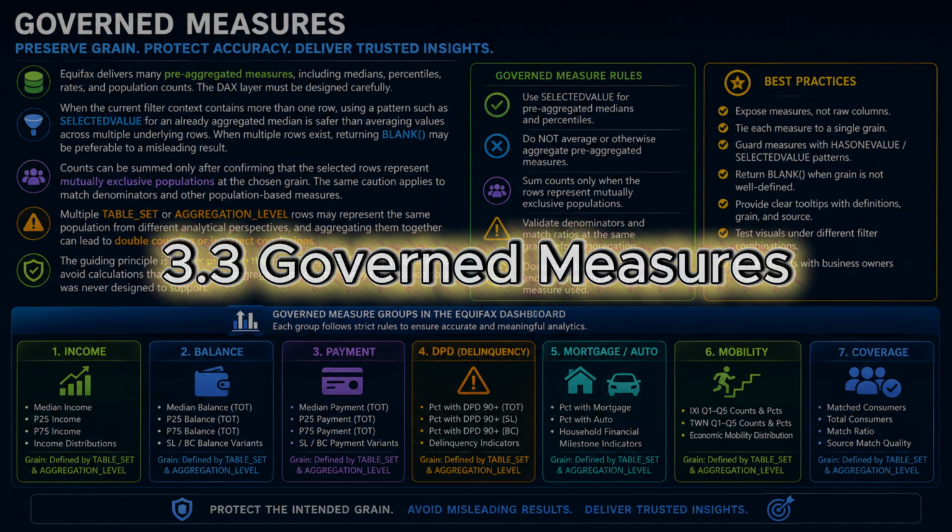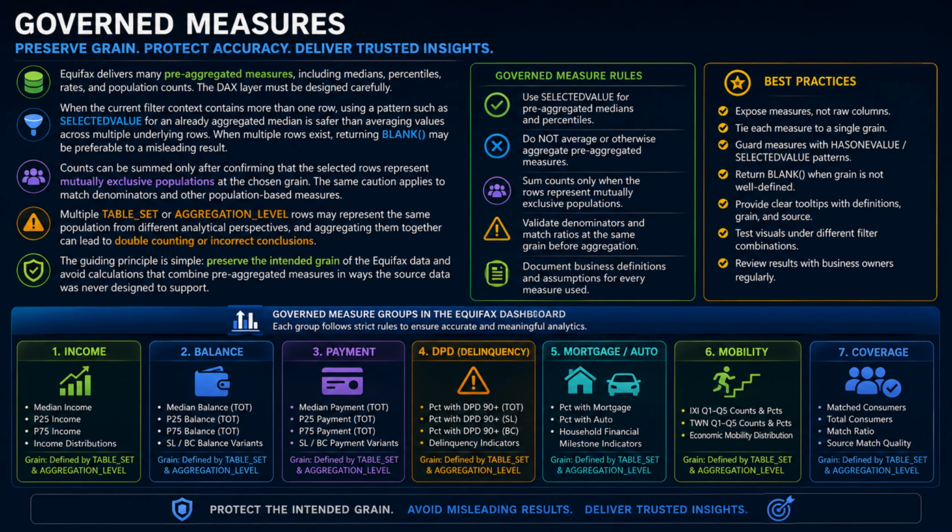Governed measures. Because Equifax delivers many pre-aggregated measures, including medians, percentiles, rates, and population counts, the DAX layer must be designed carefully. In many cases, using a pattern such as selected value for an already aggregated median is safer than averaging values across multiple underlying rows. When the current filter context contains more than one row, returning a blank may be preferable to returning a mathematically misleading result.